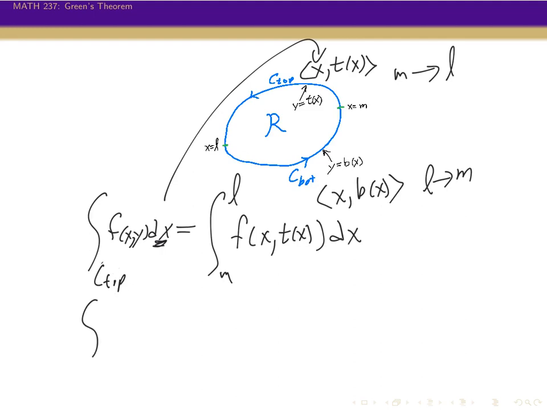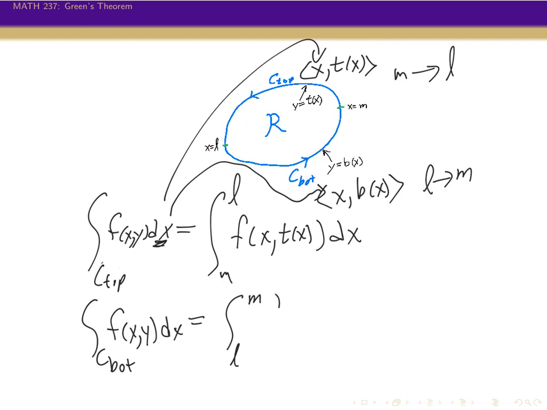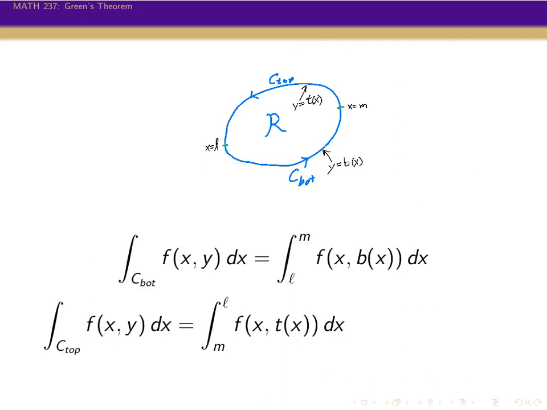For the bottom, same as before, dx is the derivative of the x component of our parameterization. And so this is an integral going from L to m of f of x, b of x, dx. Okay, and there we have them. I wrote them in flipped order, but it makes sense.